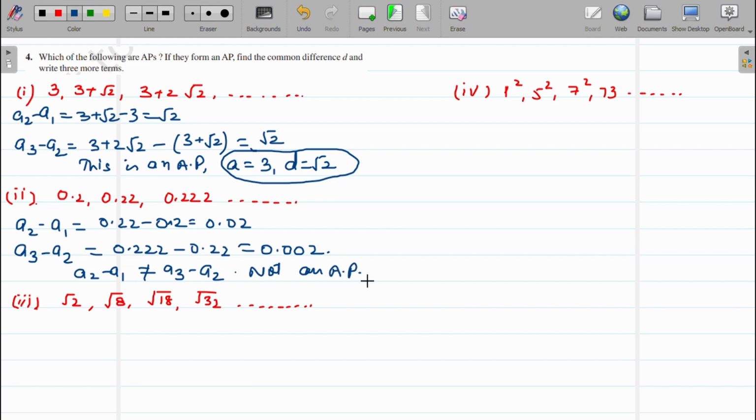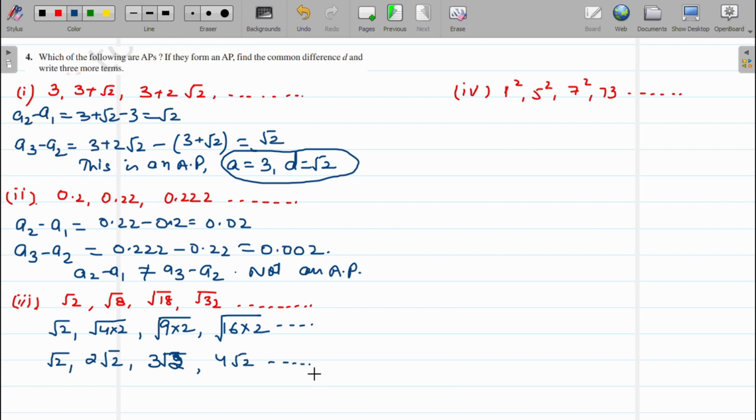Then the next one. Whenever you have a question like this with square roots, try to factorize it and write it in the simplest form. Let's see, root 2. And what is root 8? 8 I can write as 4 into 2. 18 I can write as 9 into 2. And 32 I can write as 16 into 2 under the root. So this is root 2. This is 2 root 2. This is, if I bring 9 outside, 3 root 2. This is 4 root 2.